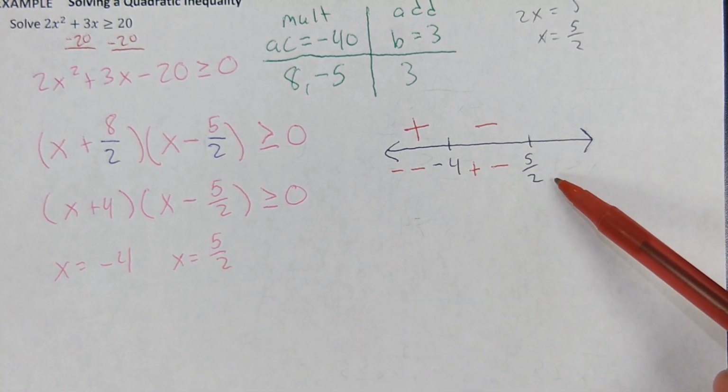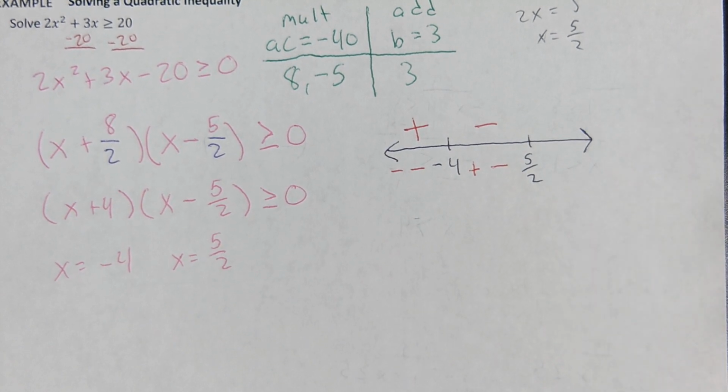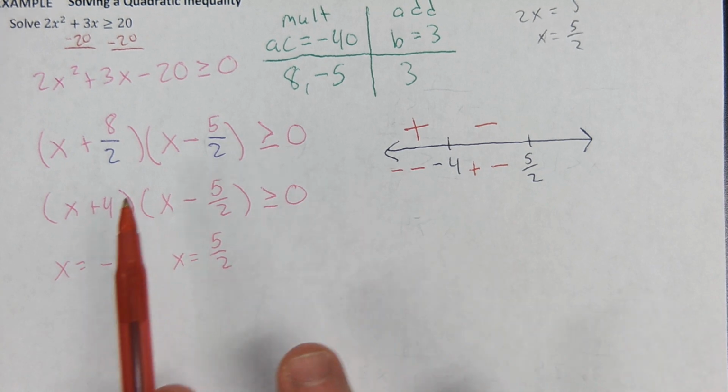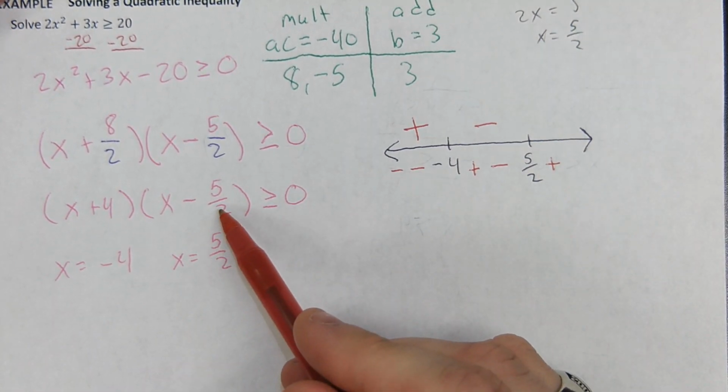Any number bigger than 5/2. 5 divided by 2 is 2.5. So I'm just going to say 3. I could have said 10, 20. It doesn't matter. 3 plus 4 is positive. And 3 minus 2.5, still positive.